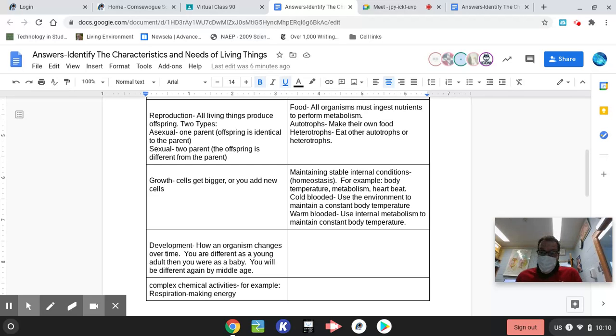Warm-blooded organisms, on the other hand, birds, humans, we're eating constantly. We're eating all the time, right? 2-3 times a day, and some of us eat other meals in between. So this is a quick overview of the characteristics and needs of living things. I'm just going to quickly go and show you the graphic organizer.